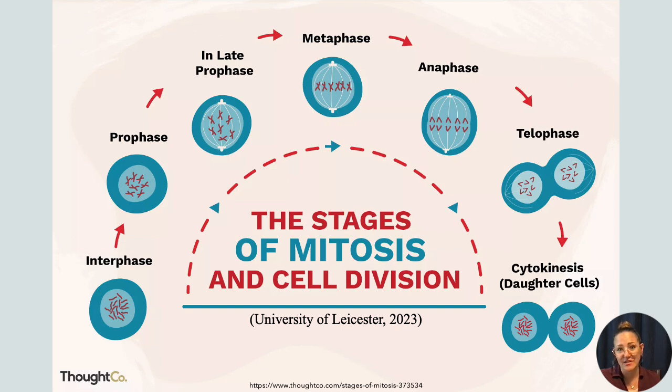Then we go into telophase, and this is where most of the things that have occurred throughout prophase are now being reversed. The nuclear membrane reforms, the chromosomes uncoil and diffuse, and the spindle fibers disappear. Now we have what looks like two identical conjoined twin cells.